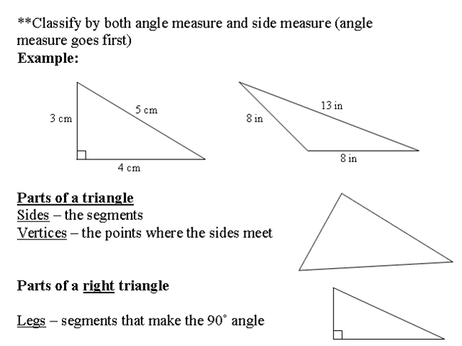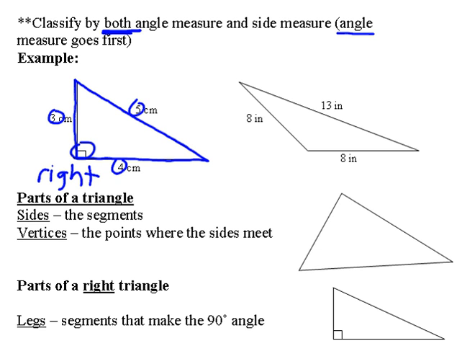Now, as I was saying, triangles can be classified by both angle measure and side measure, and usually we put the angle measure first. Now, there are some special cases like equilateral. We wouldn't say acute equilateral because all equilateral angles are acute, but for most of these triangles, for example this one, we use angle measure first, and we say, well, since there's a right angle here, it's a right triangle, and since none of the sides are congruent, it's a right scalene triangle. So that's how we would classify that one.